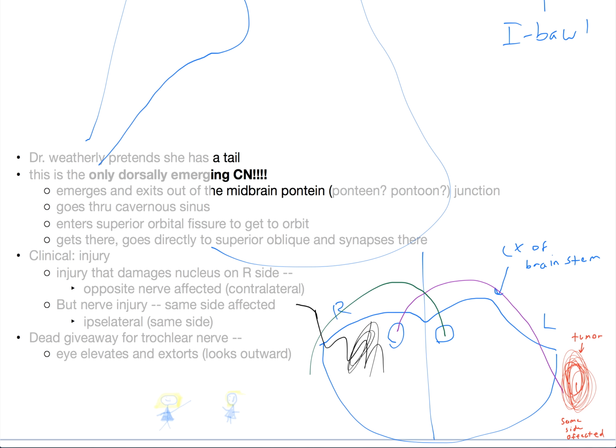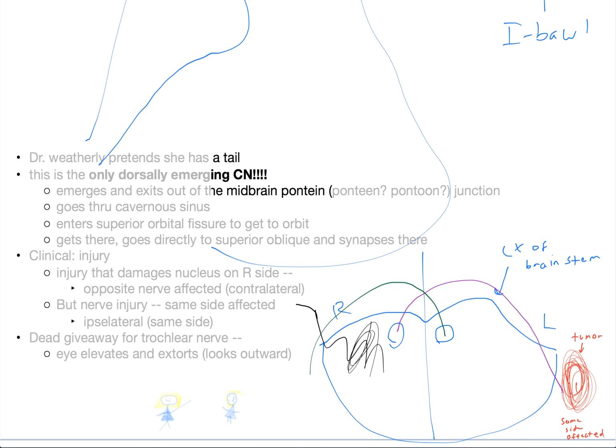The term that we use for that is ipsilateral. Ipsi, same laterality, same side. If it's the opposite side, the term we use is contralateral. Okay? So a nucleus is a contralateral injury. The nerve is an ipsilateral injury. Okay? Deficit. Sorry, she used deficit instead of injury. Okay, does that make sense? Everybody understand why that's important?